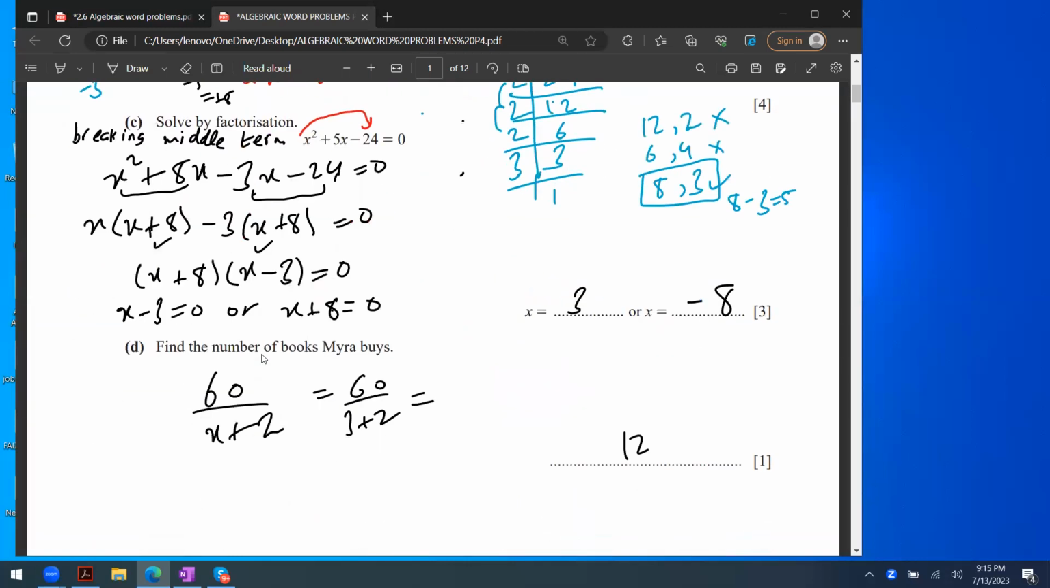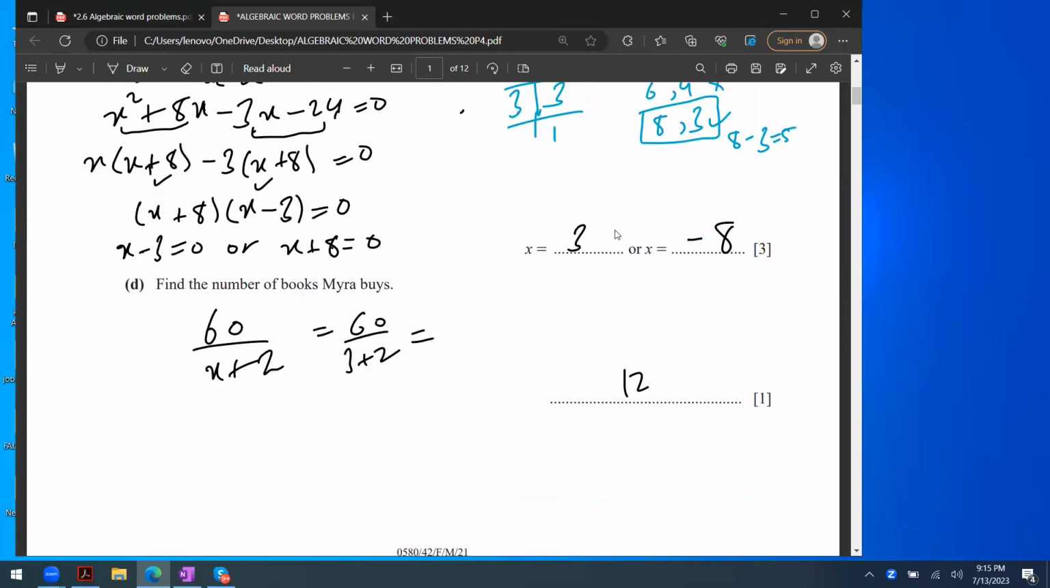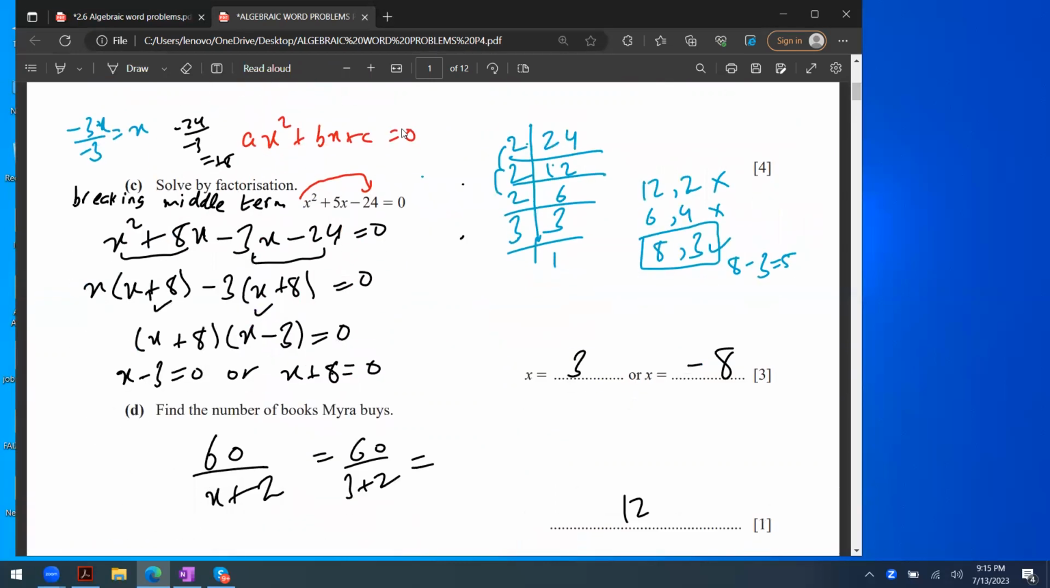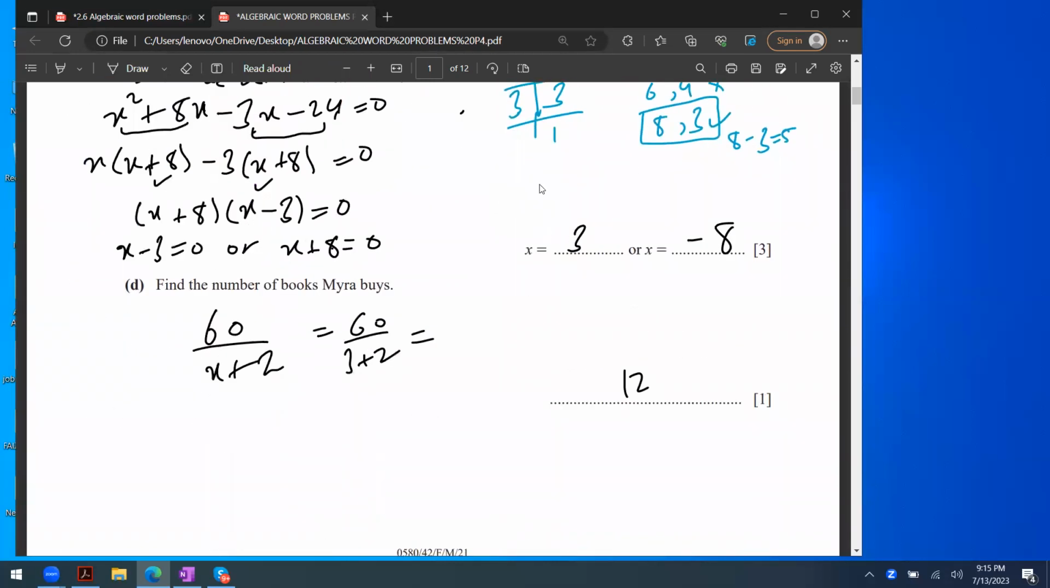So I'm just picking 60 over x plus 2. But what value of x do I need to pick? 3 or minus 8? X is the cost of the book. Cost cannot be negative. Nobody charges negative cost. That's why we only pick this positive value. So x is equal to 3, 3 plus 2 is 5, 60 over 5 is 12. Myra buys 12 books. Got it, sir. Aisha, I hope no problem here. Okay, let's move on.